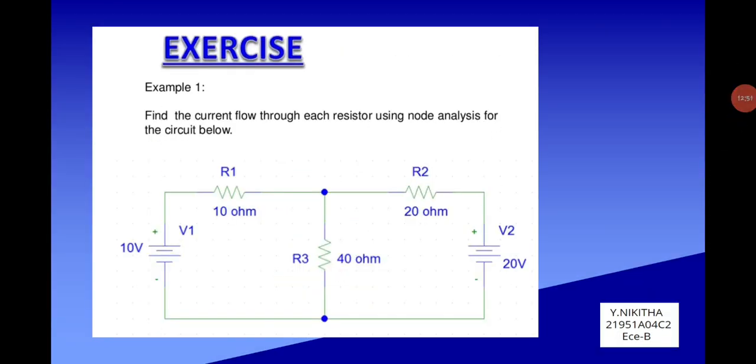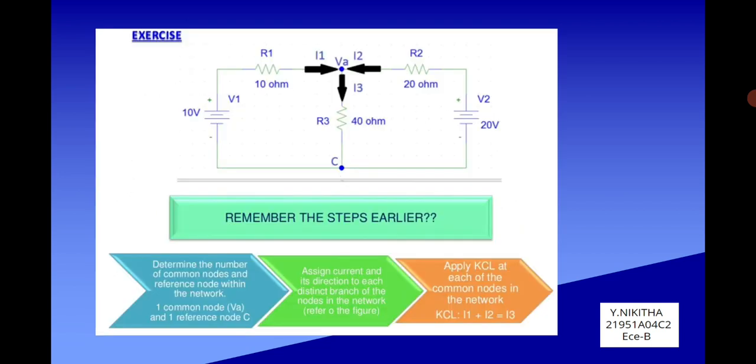Exercise. Example 1. Find the current flow through each resistor using nodal analysis for the circuit. Remember the steps earlier. Determine the number of common nodes and reference nodes within the network: one common node VA and one reference node C. Assign current and its direction to each distinct branch of the nodes in the network, refer to the figure. Apply KCL at each of the common nodes in the network.